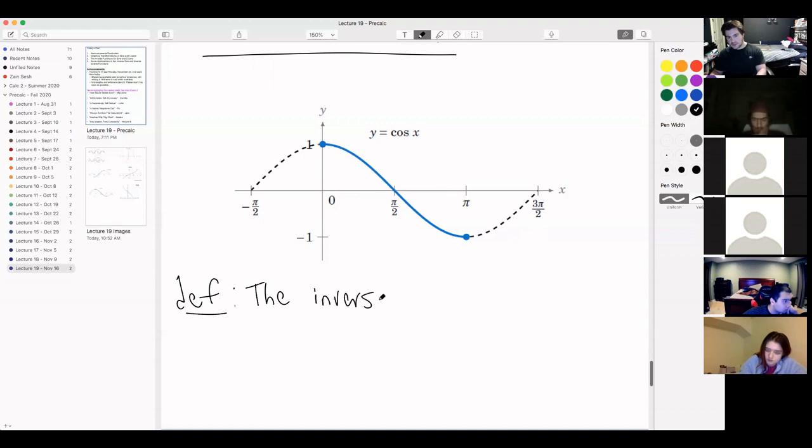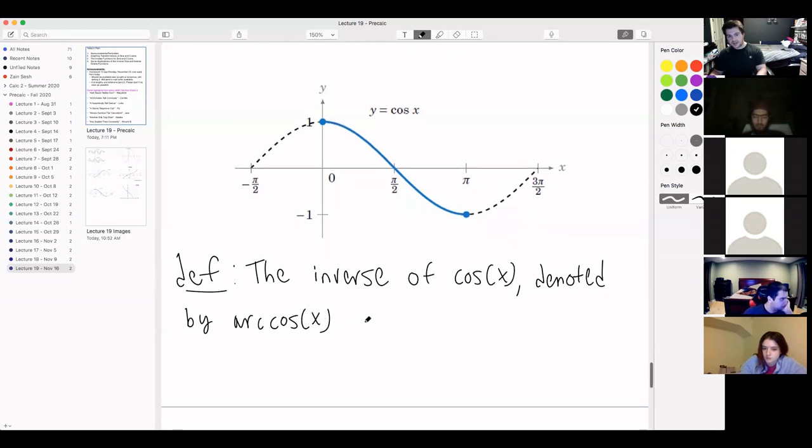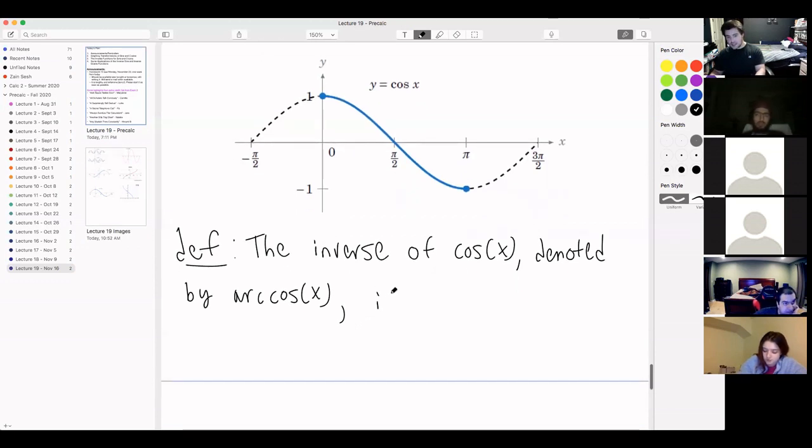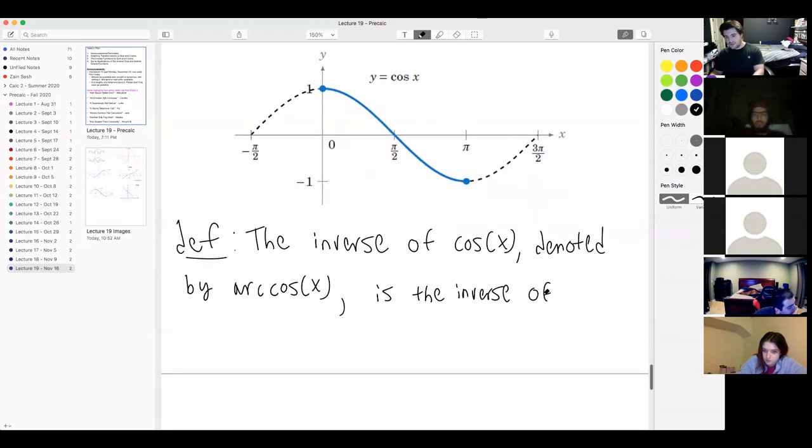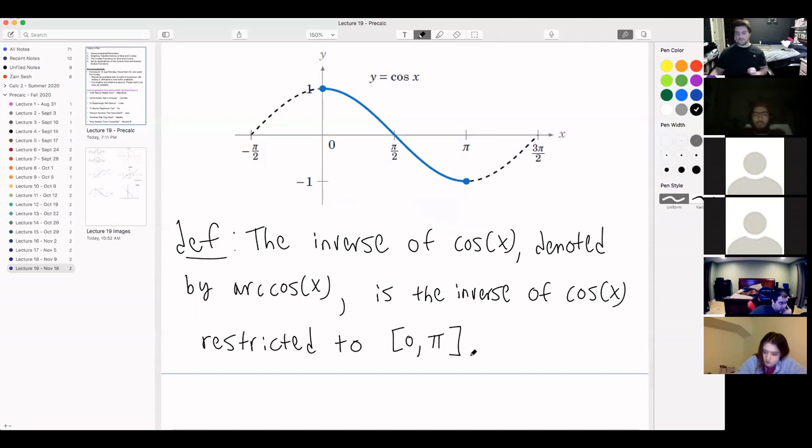All right, so here is the definition. The inverse of cosine of x, and what's the notation? Denoted by arc cos, arc cosine. Arc cosine of x, so that's the notation, is the inverse of cosine of x restricted to 0, comma pi. That was the domain restriction that we chose for cosine to make it one-to-one.